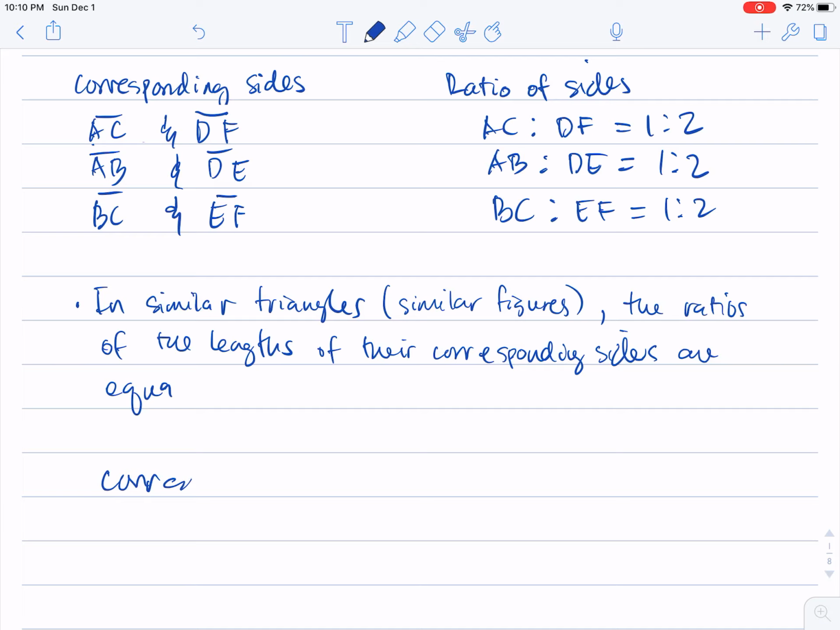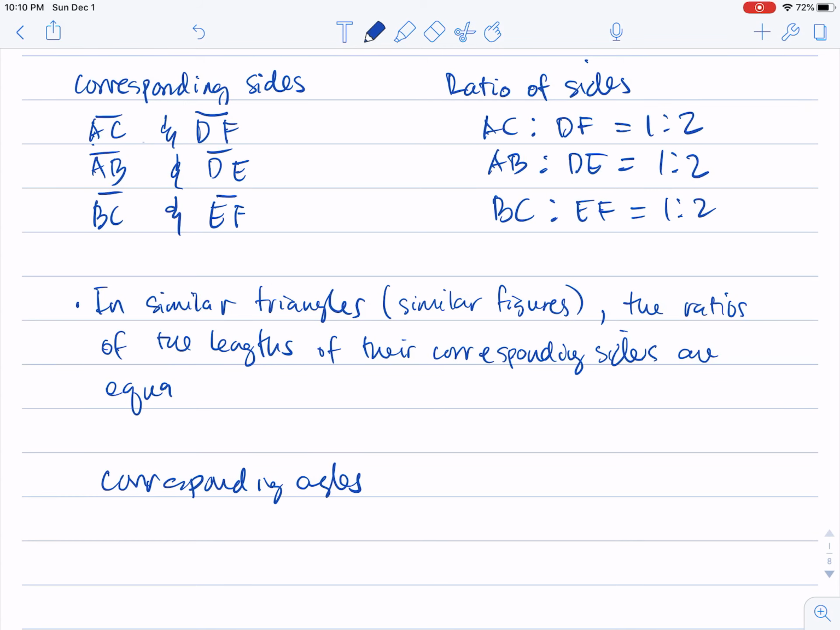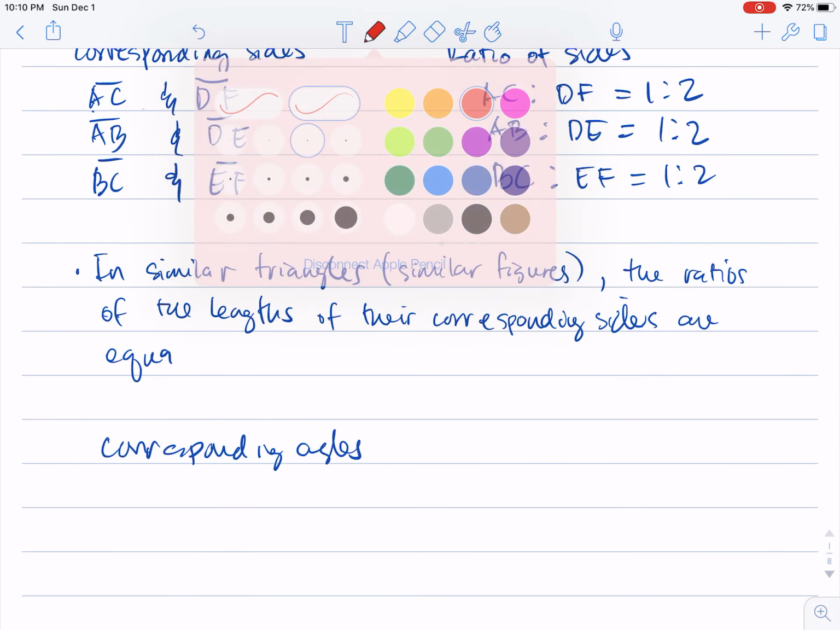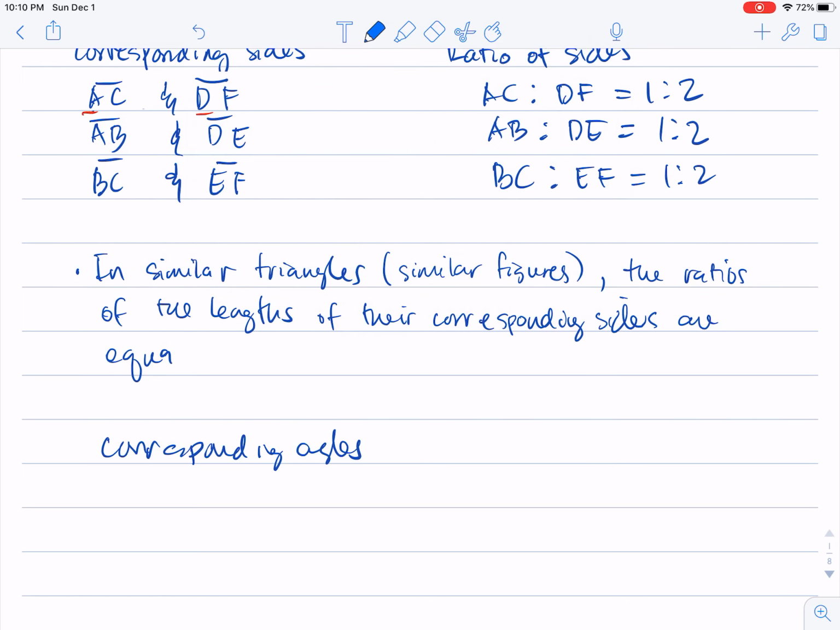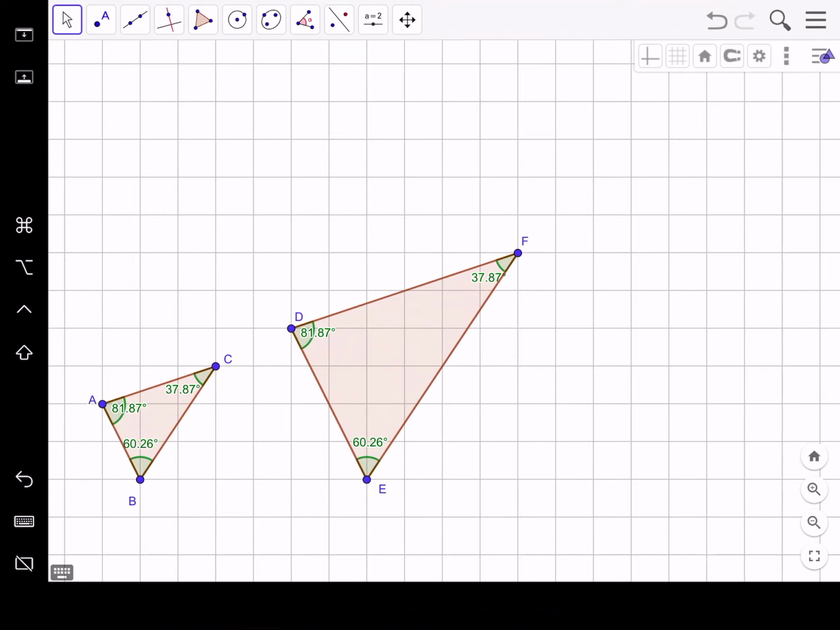So, corresponding angles are, ano yun? We have A and D. Ito, makikita natin siya dito sa taas, no? Angle A and angle D, angle B and angle E, tsaka angle C and angle F. So, yan yung mga corresponding angles natin. So, tignan yung corresponding angles ulit. So, angle A and angle D, angle C tsaka angle F, angle B, and angle E. Okay?